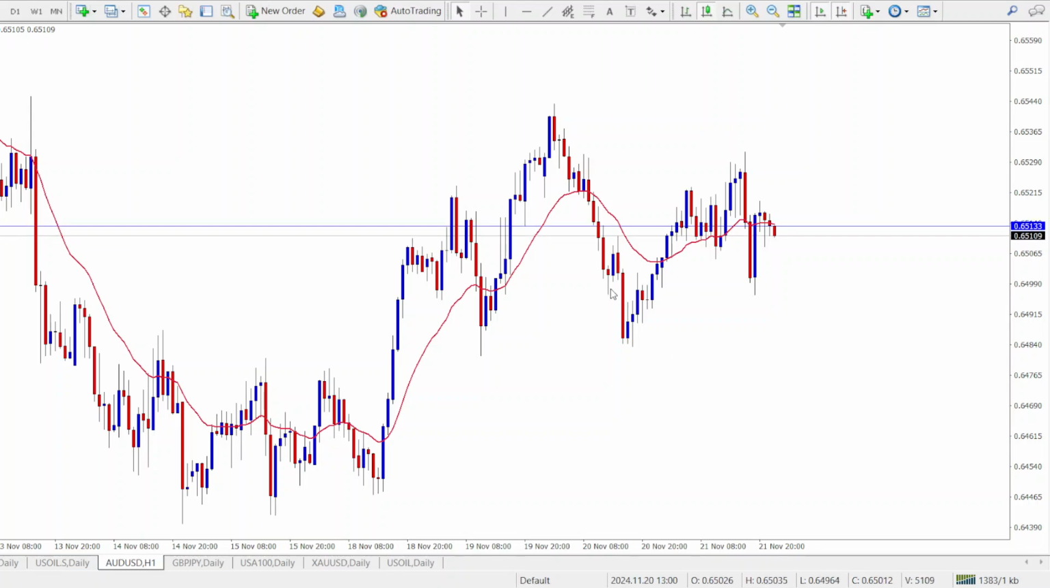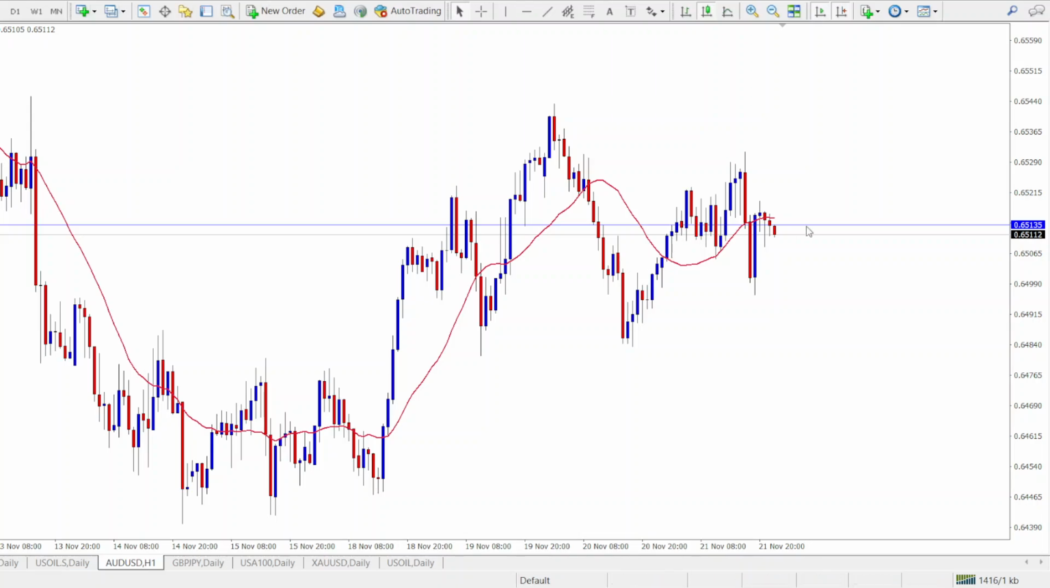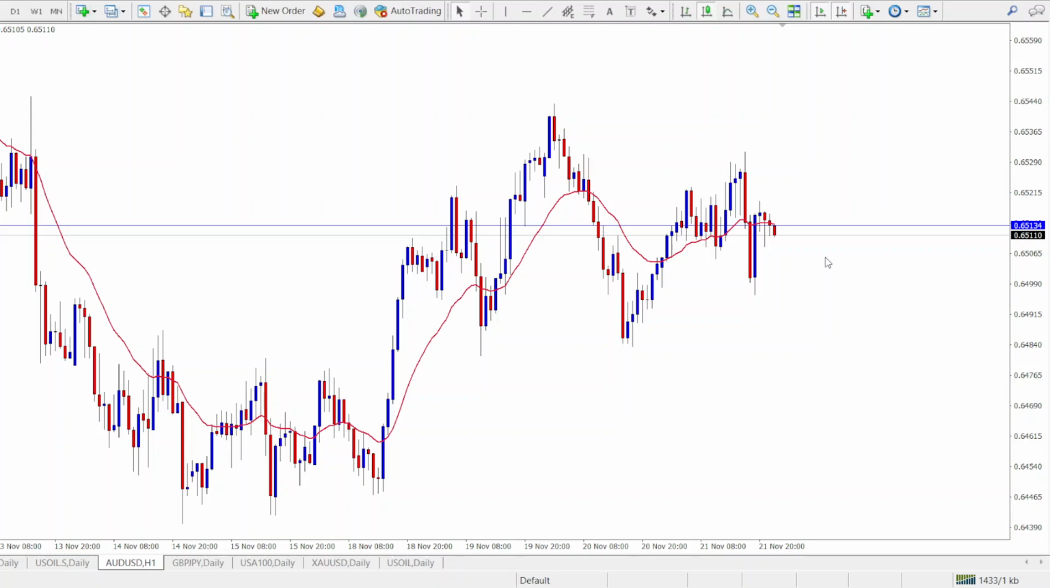For example, a simple moving average takes the average of the closing prices over a specific number of periods. Remember that we have different categories of moving averages. We have the simple moving average, the exponential moving average, the smoothed moving average, the linear weighted moving average, and so on. We have a variety of moving averages, but two of the most common are the simple moving average and the exponential moving average.